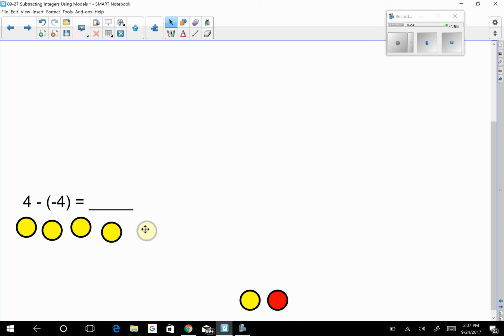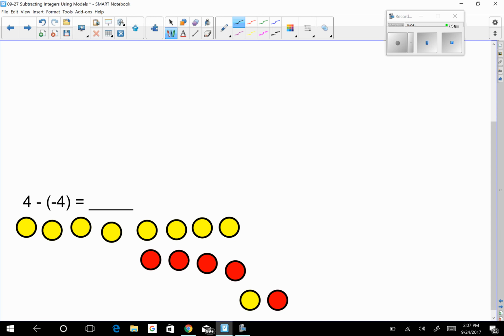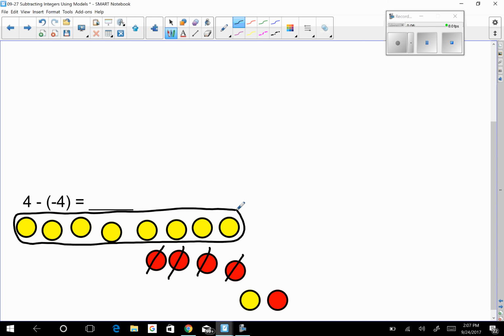So we need to bring in 1 0 pair, 2 0 pairs, 3 0 pairs, and the 4th 0 pair. Now can we take away 4 negatives? Yes. So let's take those away. 1, 2, 3, and 4. What do you have left? 8 positives. So +4, take away -4 is going to be +8.